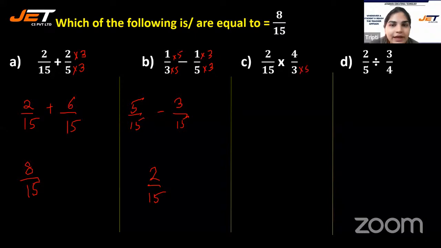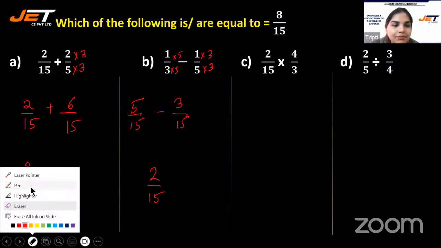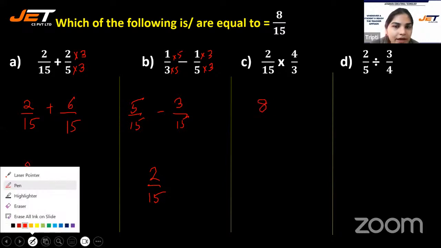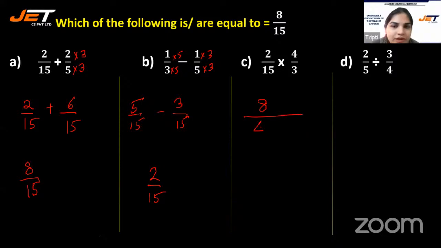And next one, again, I'm going to multiply this only by 5. 2 by 15 times, oh, sorry, wait, here I don't need to change the denominator. Wait, just a moment. Yeah, so here I will simply multiply. 2 times 4 is 8. And how about I write it like, yeah, 15 times 3 is 45. 8 by 45 is the answer.